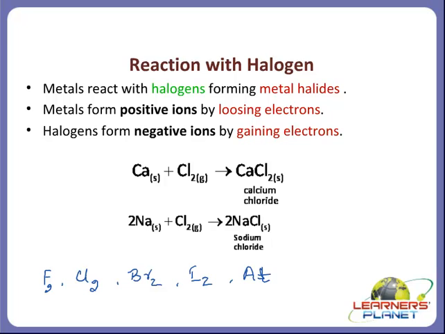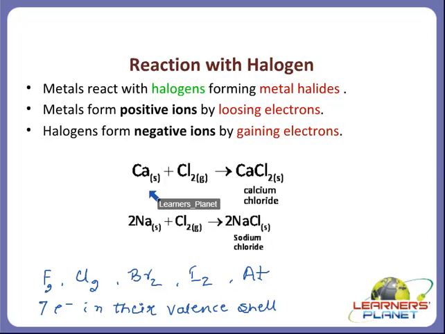Now these elements are called halogens. They are highly reactive elements. Why? Because they have got 7 electrons in their valence shell. As they have 7 electrons in their valence shell, how many electrons do they require to complete their octet? They require only 1 electron. So these are highly reactive elements, and they exist as diatomic molecules.